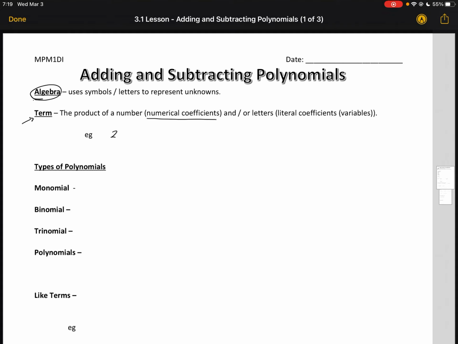For example, 3x would be a term, 2y would be a term, and I can even have more than one variable. 3xy squared is also a term. We have some different types of polynomials. A special case is a monomial, which is an expression with one term. The three that I listed up there are all monomials.